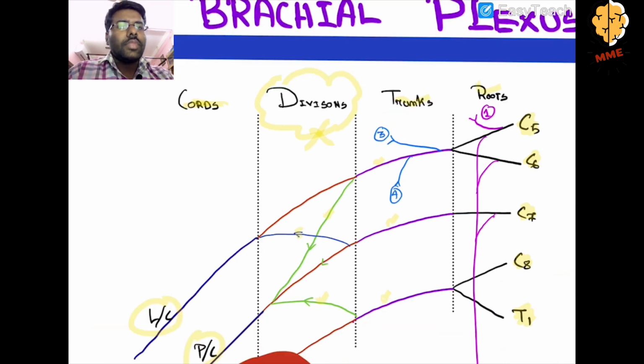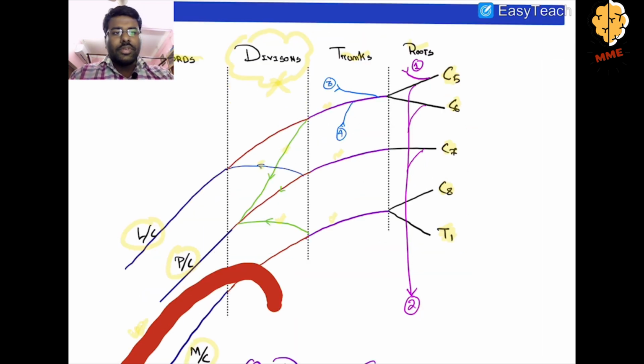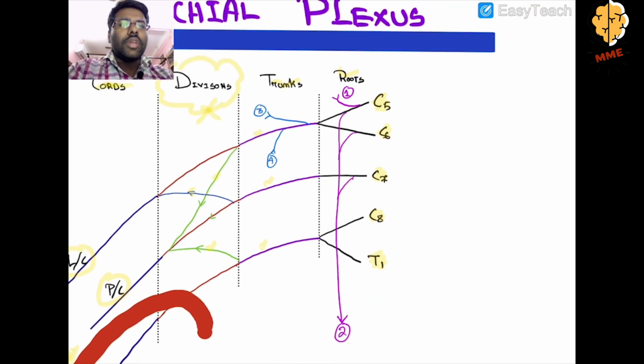Again, C5, C6, C7, C8, T1 are the roots, coming to the upper trunk, middle trunk and lower trunk. The upper trunk and lower trunk give one branch to the middle trunk, and the middle trunk gives one branch to the upper, not the lower, and then the lateral cord. So now coming to the branches.